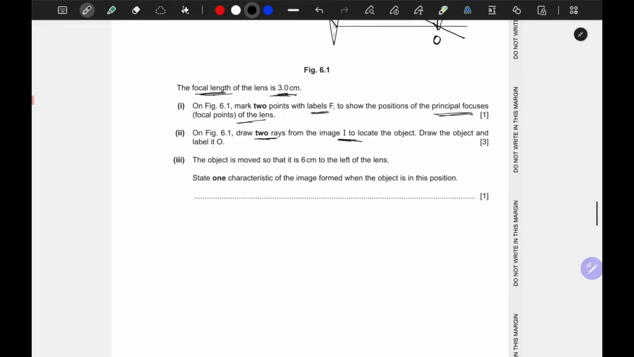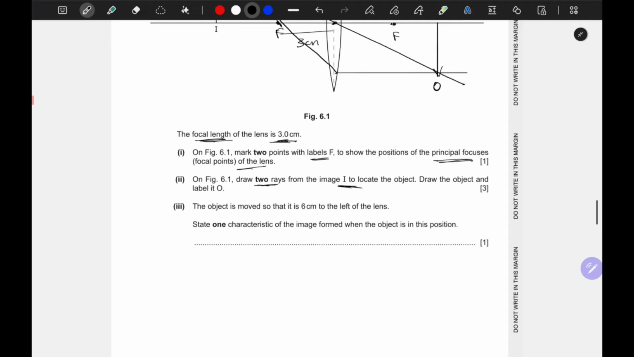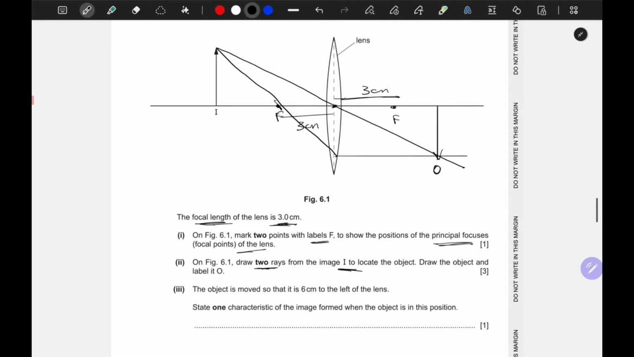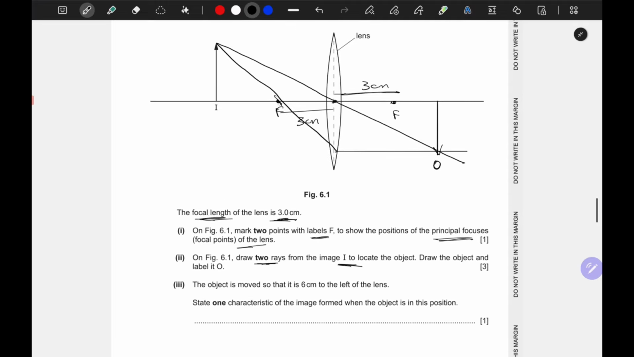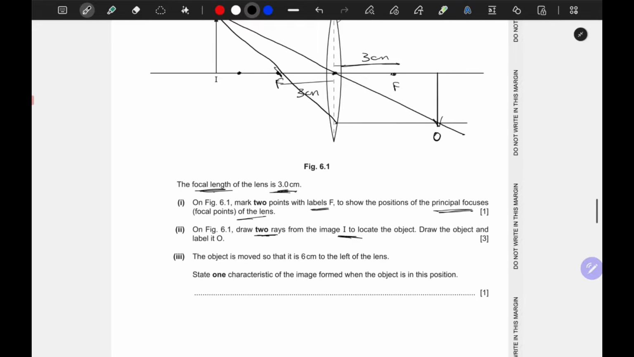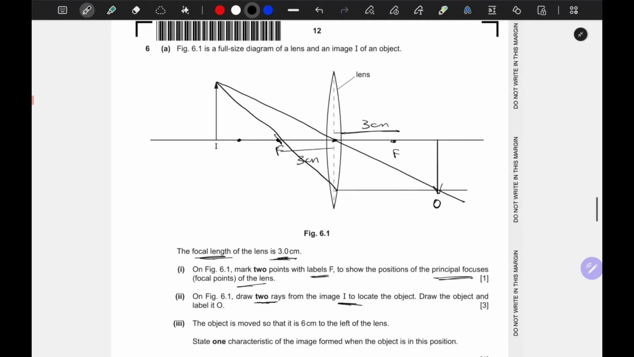The object is moved so that it's 6 centimeters to the left of the lens. So it's 6 centimeters to the left of the lens, somewhere around here. State 1 characteristic of the image formed when the object is in this position. So let's try drawing lines. Let me just use red lines. If the object is here, let's say this is 6 centimeters.